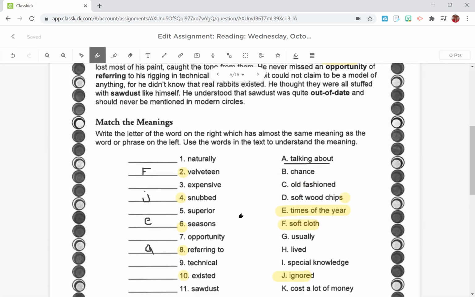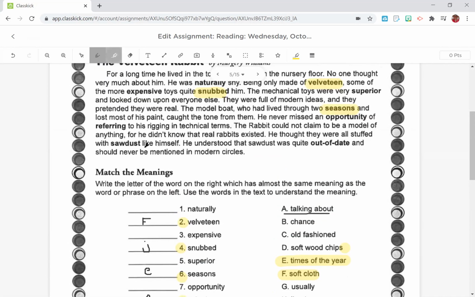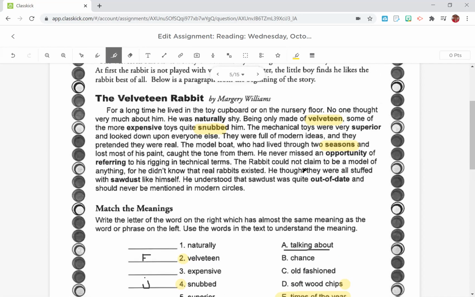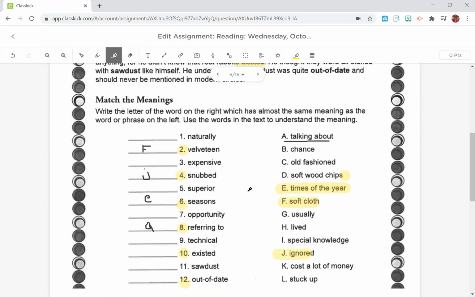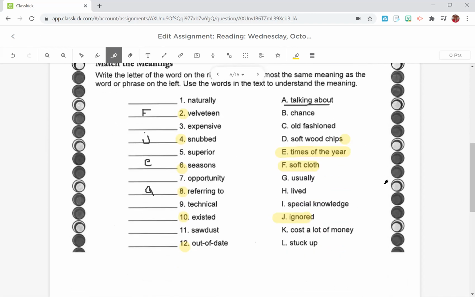Number 10, existed. Let's see if we can find it here. Existed. The rabbit could not claim to be a model of anything, for he didn't know that real rabbits blank. Real rabbit. He didn't know that real rabbits were a thing. So he didn't know that they lived.